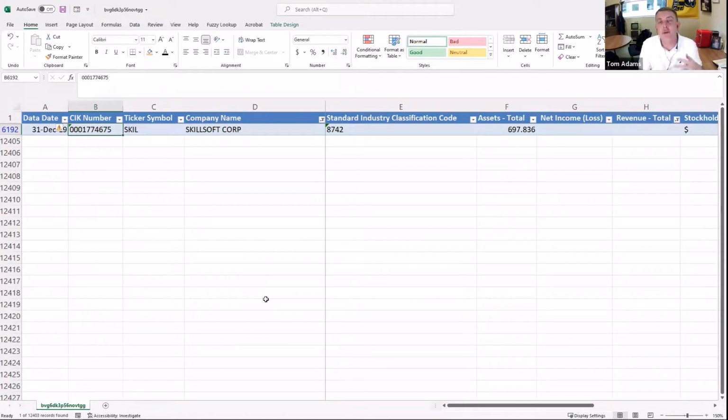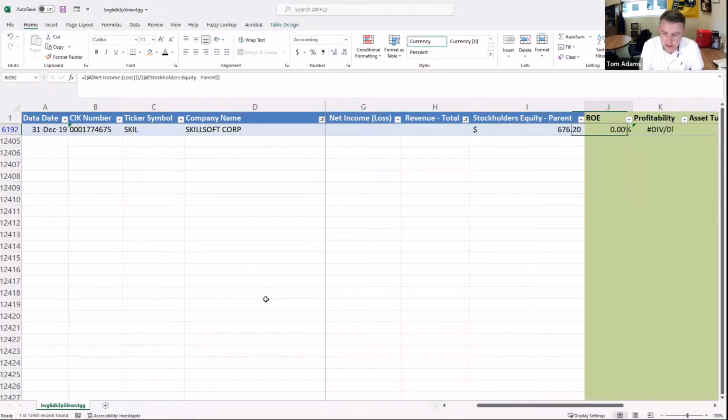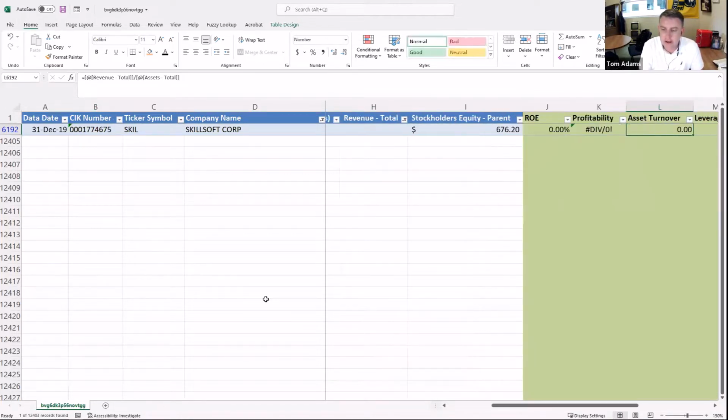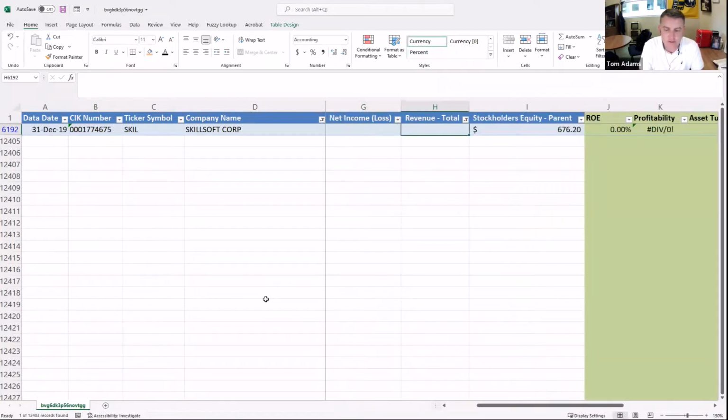The first thing to do if you have missing data is to try to understand why you have missing data. So let's look at one company. I pulled up Skillsoft Corporation. I took their SEC identifier, their CIK number, and I looked up their financial information on the SEC's website. You can see here, we're getting an error in our profitability calculation, and that error is stemming from the fact that they are reporting zero revenue.